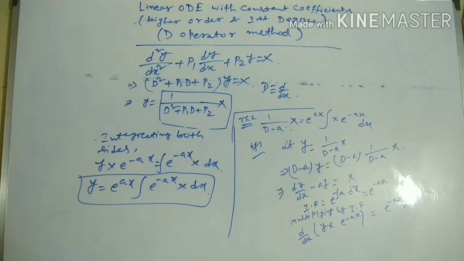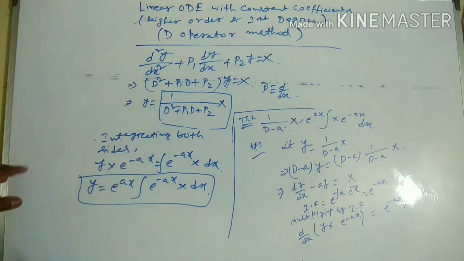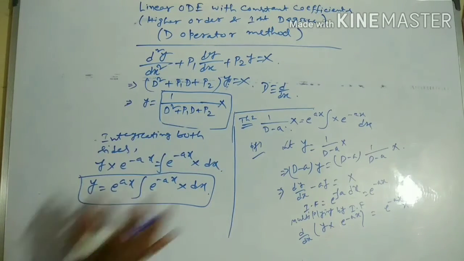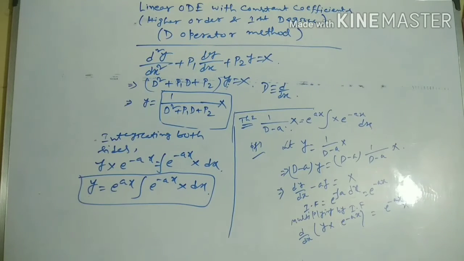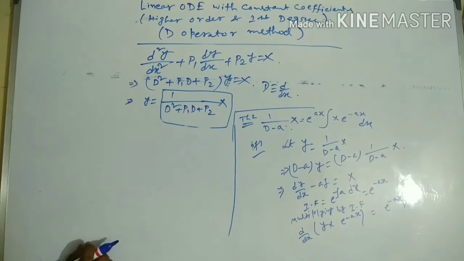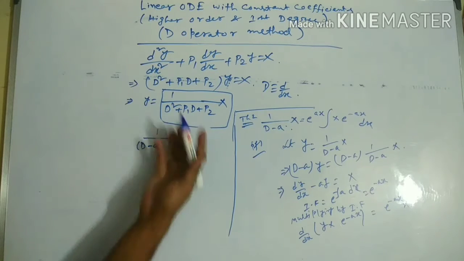What to do? This function has to be factorized. Since this is a quadratic function and we are considering second order ODEs. If it is a third order ODE or more, then the degree of this polynomial will be equal to the order of the ODE. So we have to factorize this operator, this function. After factorizing, we know that this type of function is factorized into two factors because the degree is 2.